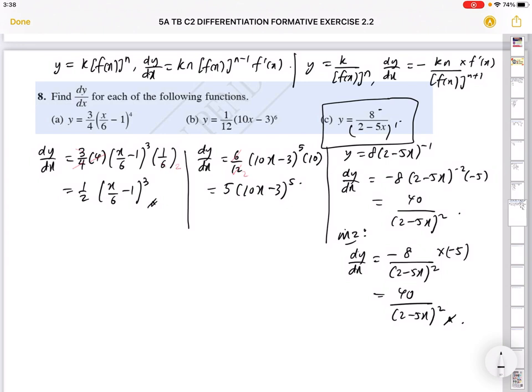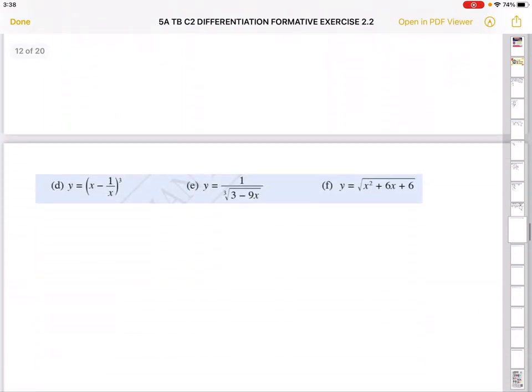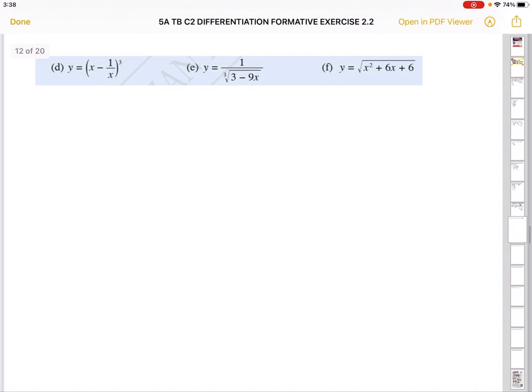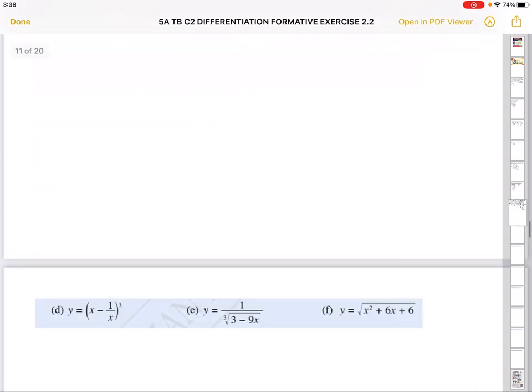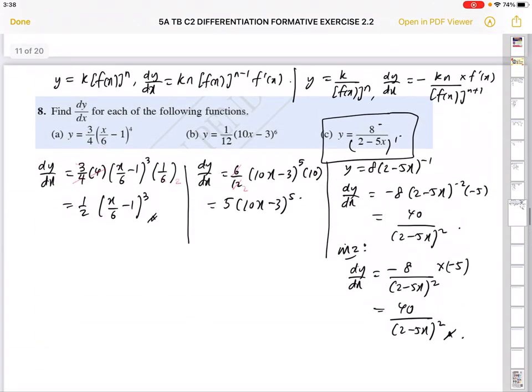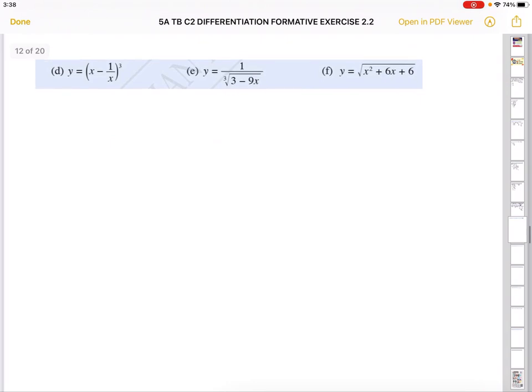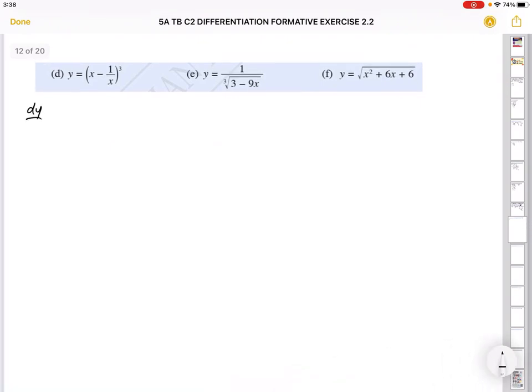All right, so we still have a few more on this. Question number D. Now D is actually using this formula here. I like to call this formula number 5, and this formula number 6. The fifth one is the composite function with the bracket on top, and the sixth one is the composite function with the bracket below. So let's look at D. I'm going to use formula number 5. When I differentiate, I bring the power down, copy (x minus 1 over x), reduce the power by 1, 2, and differentiate inside.